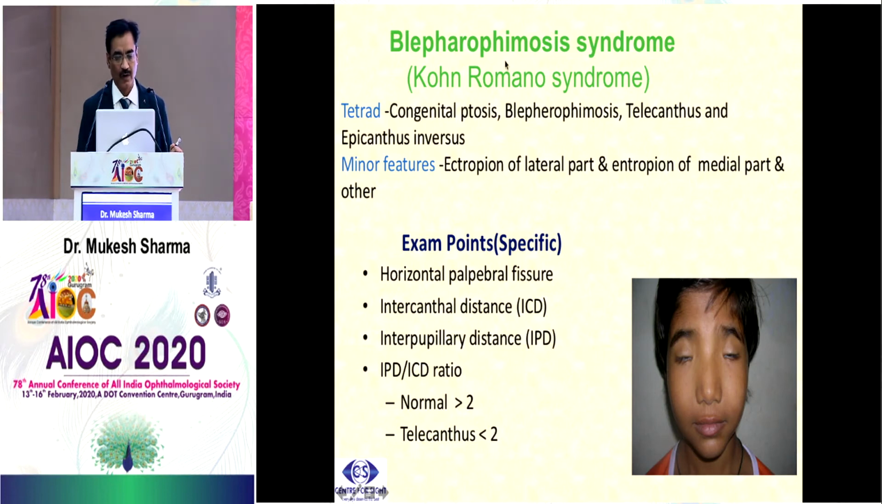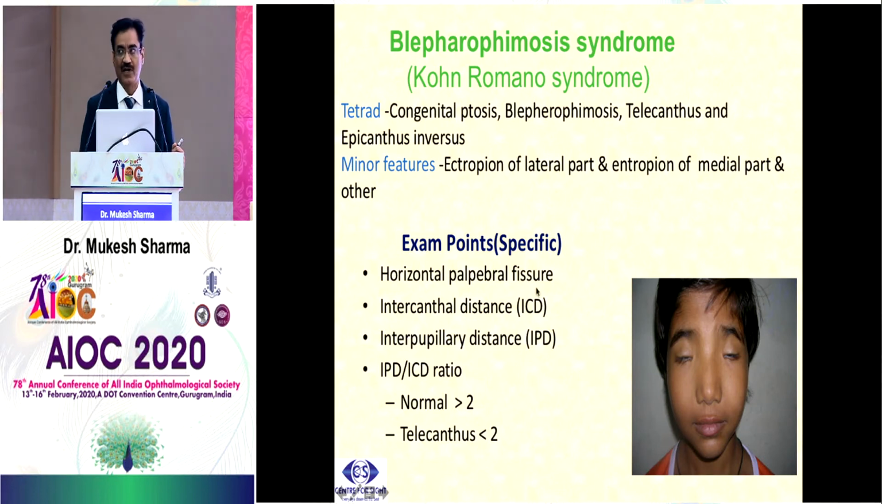Blepharophimosis syndrome, also known as Komoto syndrome. There is a classical tetrad: ptosis, phimosis, as the name itself suggests. What is phimosis? Narrowing of the horizontal palpebral fissure. Then telecanthus, where the intercanthal distance is more, and epicanthus inversus. There is a lid fold which runs from the upper eyelid to the lower eyelid. This is known as epicanthus inversus. Then there are minor features also.